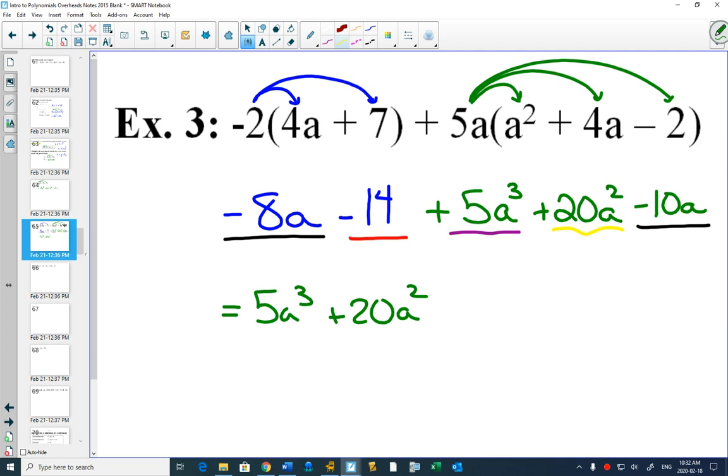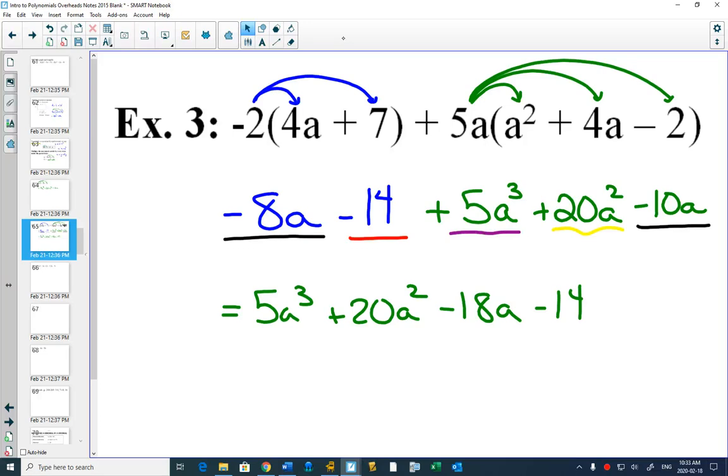How many would you have? Minus 18. Again, you can think of your number line. If you start at negative 8 and you subtract 10 more, that's going to go to the left. It's going to take you to negative 18a, and then I still have minus 14. This answer is right no matter what order you write it in. So if you wanted to write the minus 18a first, and then the 14, and then the 5a, and the 20a squared, that would be fine.